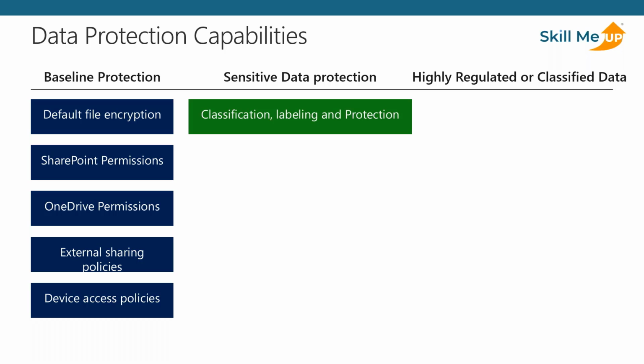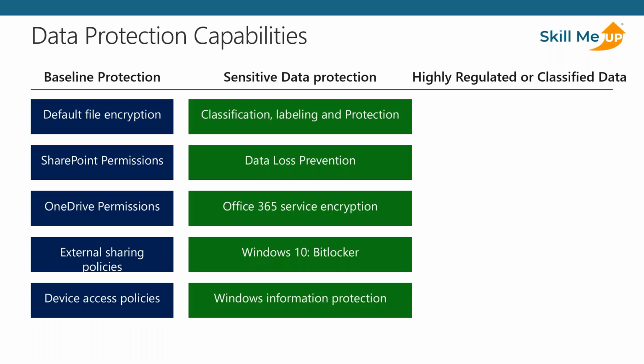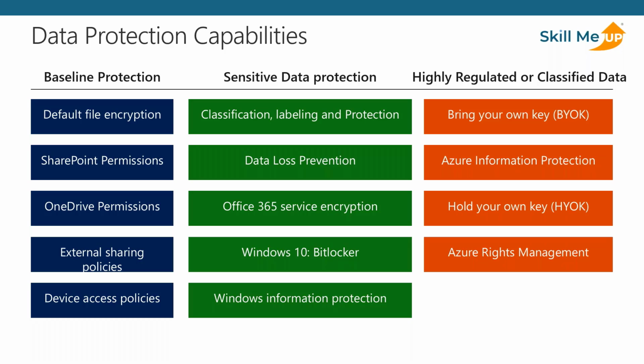Now, from a sensitive data protection standpoint, we have tooling that can be utilized. For the default file encryption, we have classification, labeling, and protection. For SharePoint permissions, we can use DLP. For OneDrive permissions, we also have the 365 service. We have BitLocker, and then we have Windows Information Protection associated with it. Now, if we happen to be in a highly regulated or classified data situation, then of course we can bring your own key, use AIP, hold your own key, and Azure RMS. So when we're building data classification policies, you're going to start on the left-hand side and then work your way up to the different capabilities that you wish to utilize.